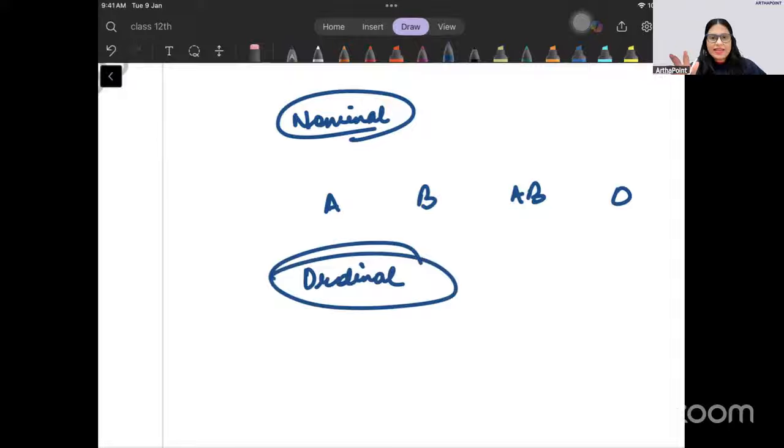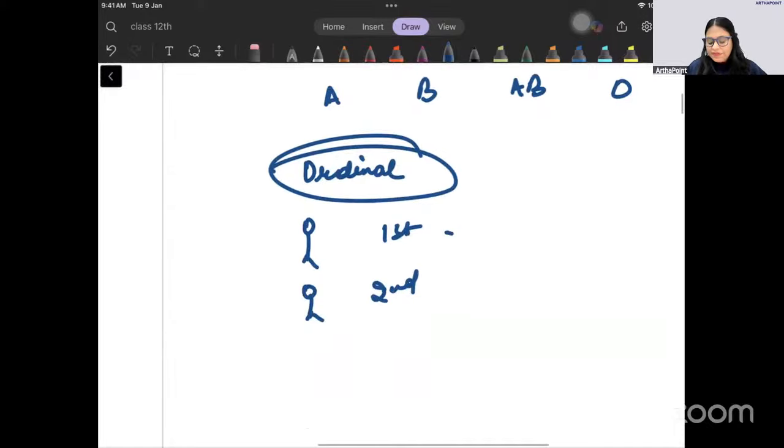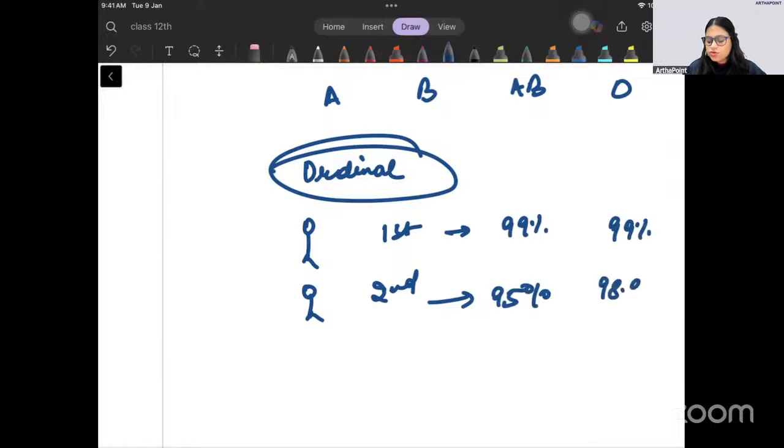Ordinal scale is ranking. You can rank the data set. Order matters, but differences do not. Just for example, if I say a student is first in class and a student is second in class, the first student can get 99% and the second can get 95%, or the first could have scored 99% and the second could have scored 98.9%. Does it matter what the difference is? It does not.